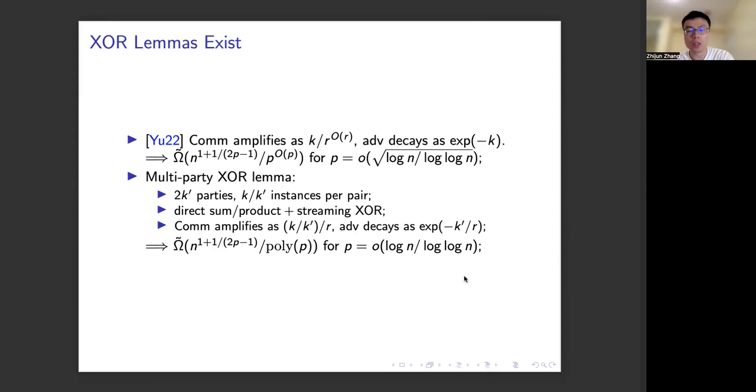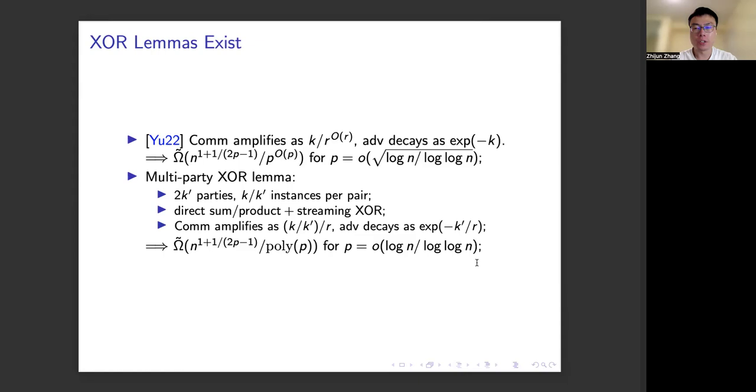And we plug in the numbers and get a space lower bound of n to the 1 plus 1 over 2p minus 1 divided by polynomial in p. And this is sufficient to get the optimal pass lower bound of log n over log n.